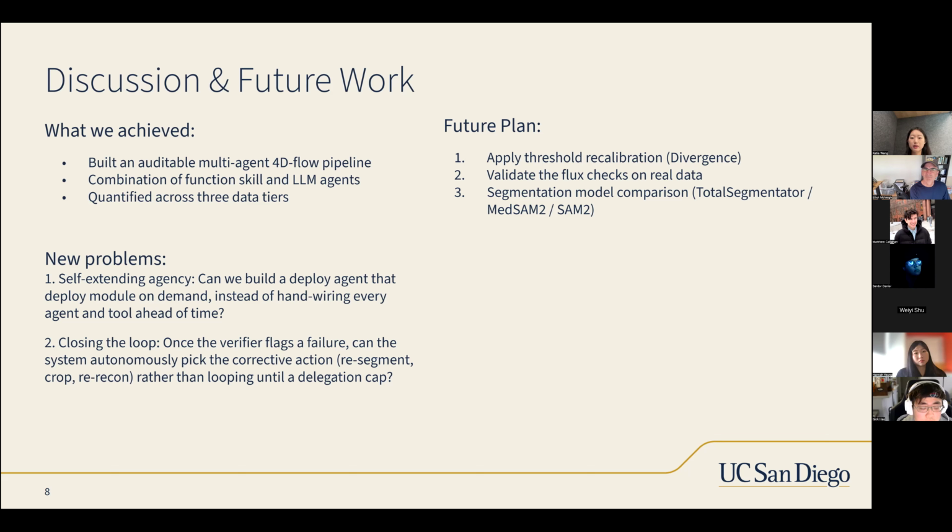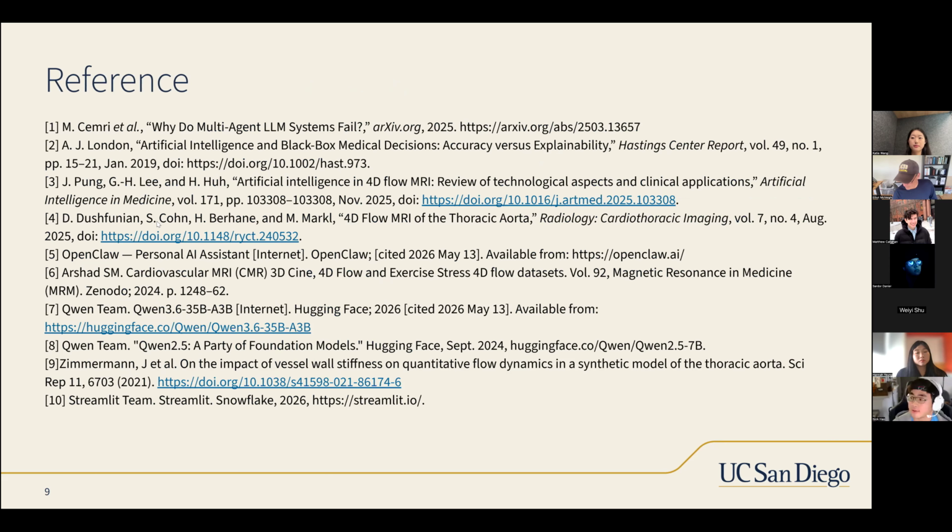And for time's sake, I won't read them out. But these questions move us from a fixed pipeline to one that adapts. And the verifier makes that autonomy safe because it's the one that will check, so the agents won't override. Thank you. That's our references.